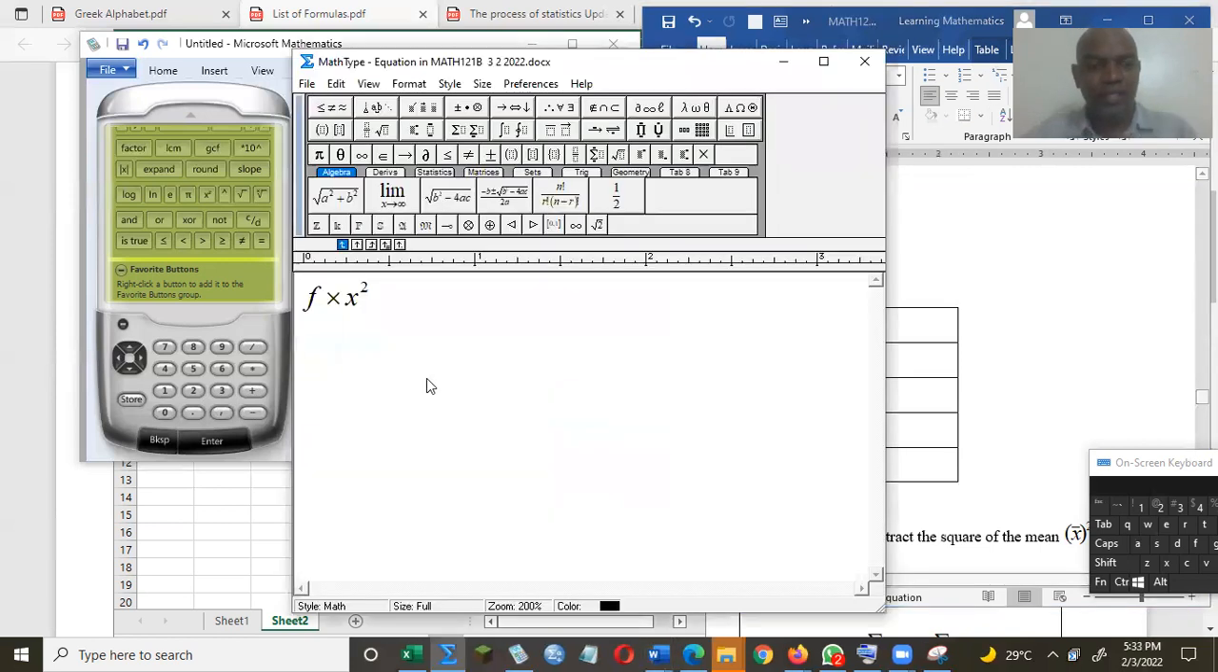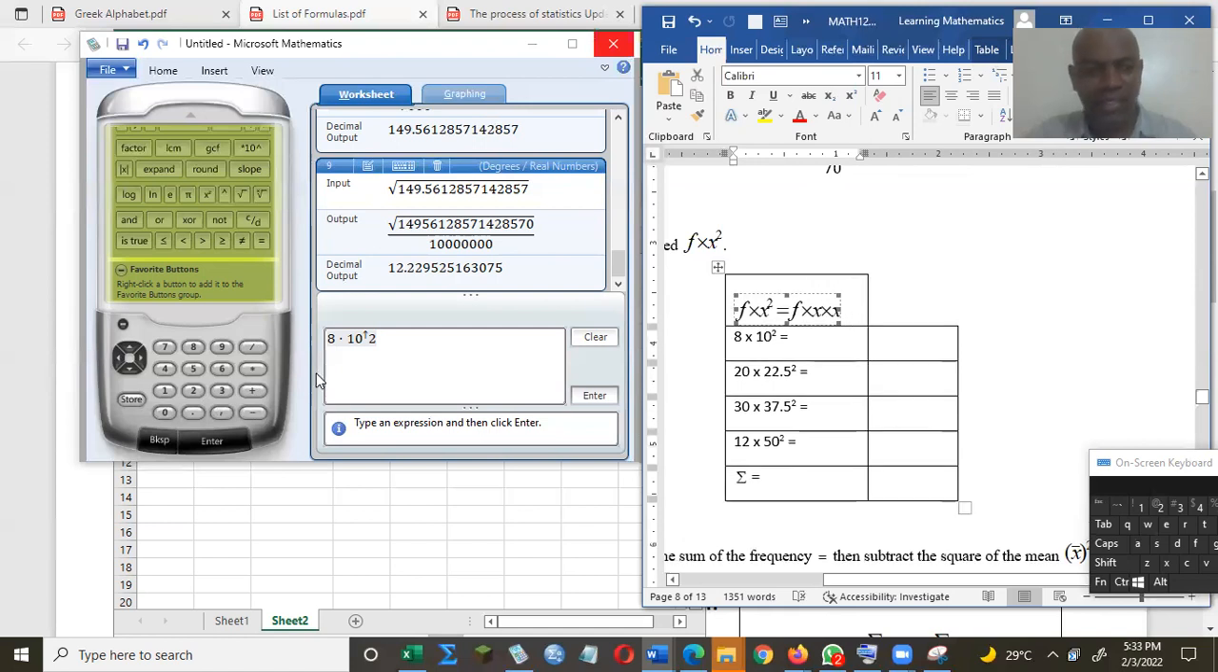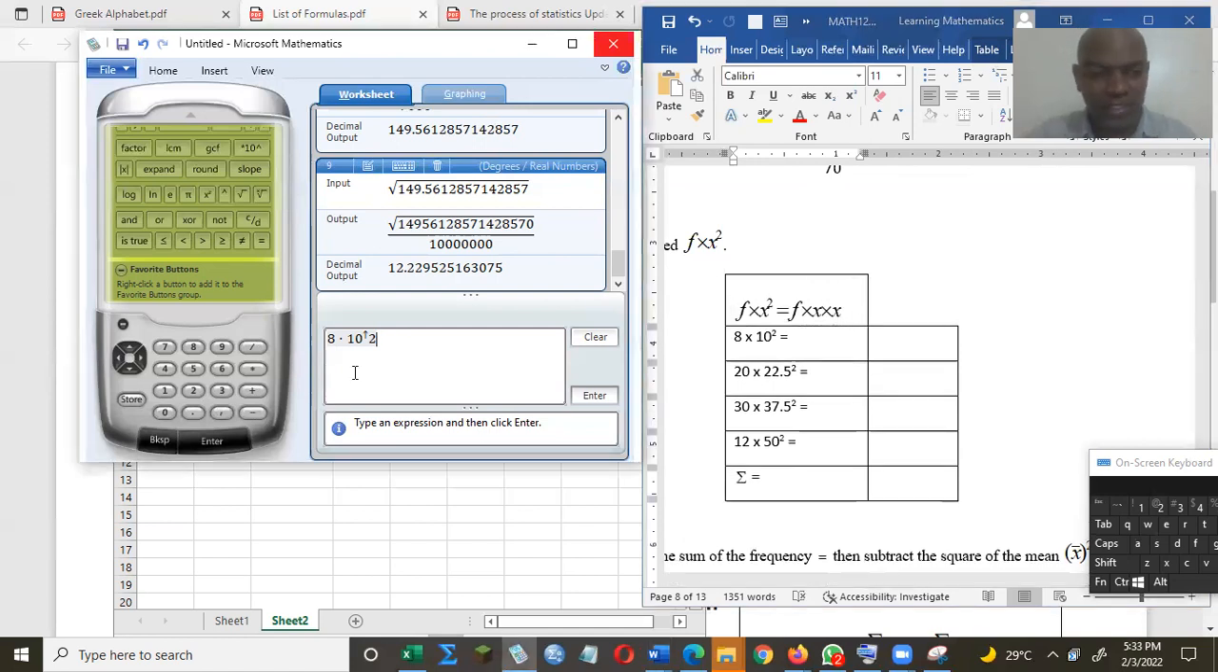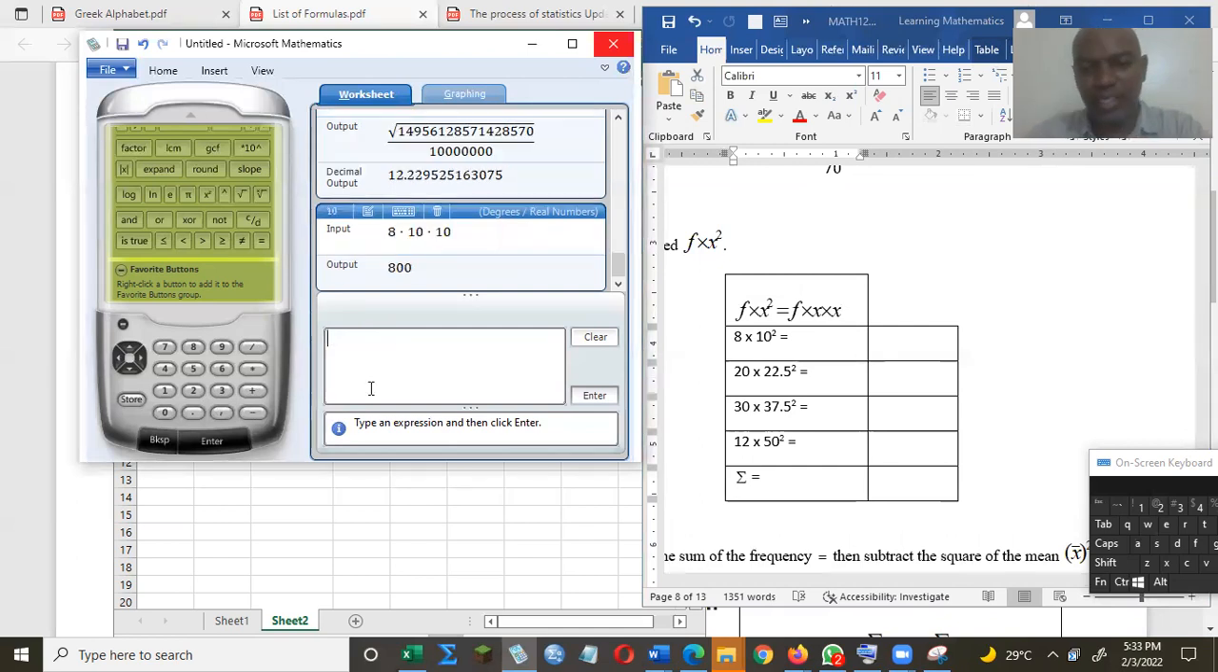So therefore now, fx squared is equal to f times x times x. It's only the x that's being squared. Bear that in mind. So another way to put fx squared is 80 times 10 times 10, only the x is being squared. Manually, you'll get 800.